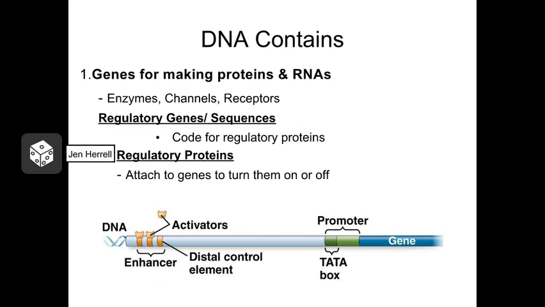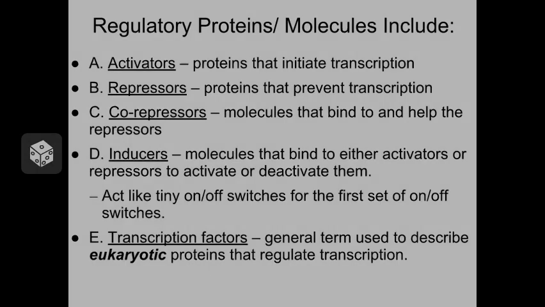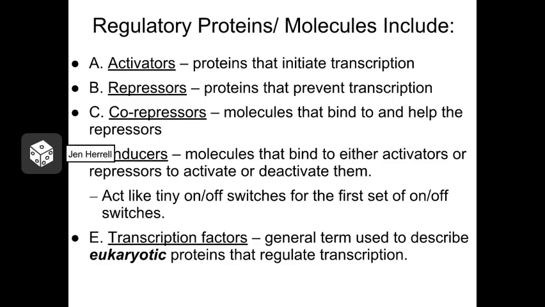So within the DNA, in amongst the genes for building things like enzymes and channels and receptors, are genes for making proteins that will control the expression of those enzymes, channels, and receptors. There are many different types of proteins and other molecules that can bind to the DNA and turn it on or off, these so-called regulatory proteins or molecules.